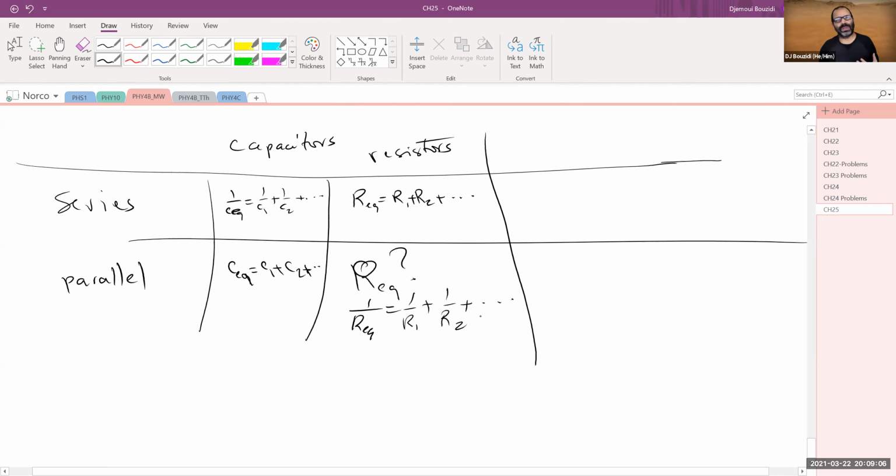And this is a very important result that you guys need to carry with you for this stuff. So when we have resistors and capacitors connected in this fashion, you have to remember which one is which, because these relationships are not in the same forward direction. This is in a nutshell chapter 25.